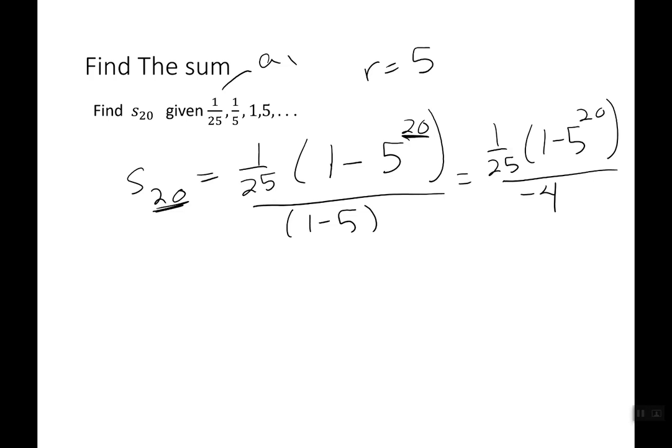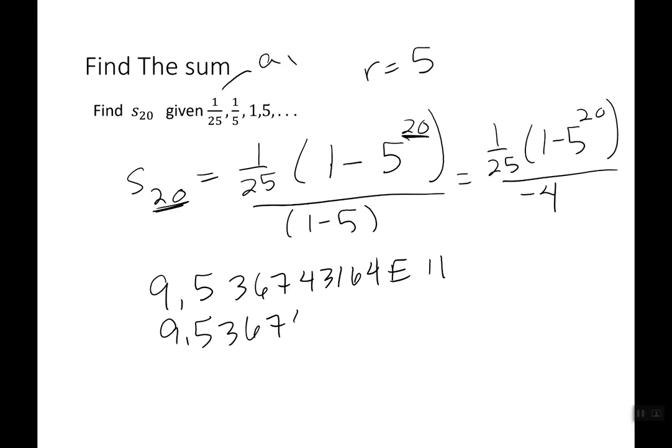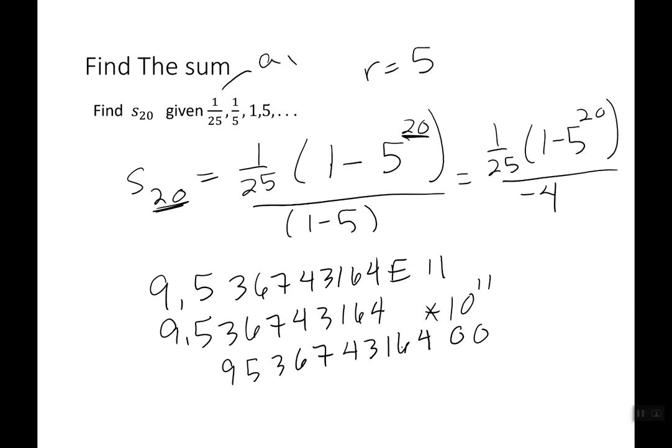This is a really big number. My calculator spit out something that says 9.536743164 e to the 11th. That is scientific notation. Maybe your calculator said times 10 to the 11th. What does that mean? It means there are 11 numbers after the 9. So here's 1, 2, 3, 4, 5, 6, 7, 8, 9, 10, 11. That's what the number would look like, really, really big.